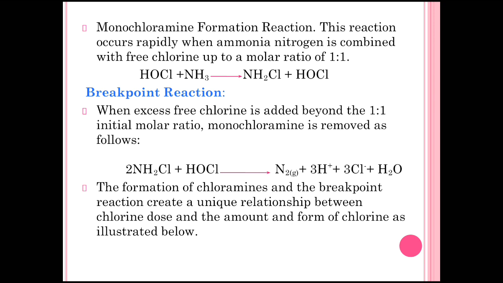Now the breakpoint reaction. When excess free chlorine is added beyond the 1:1 initial molar ratio, the monochloramine is removed as follows. Like when ammonium chloride, two molecules of monochloramine react with hypochlorite or hypochlorous acid, then it gives nascent nitrogen gas with hydrogen, then removal of chlorine in the presence of water.